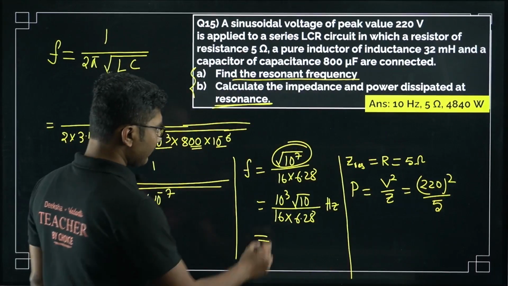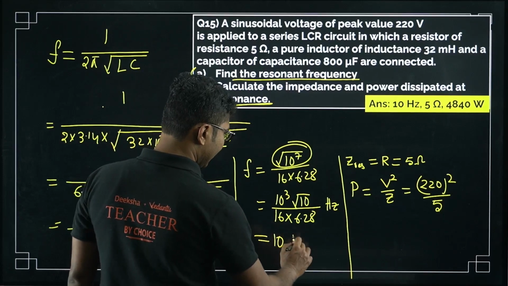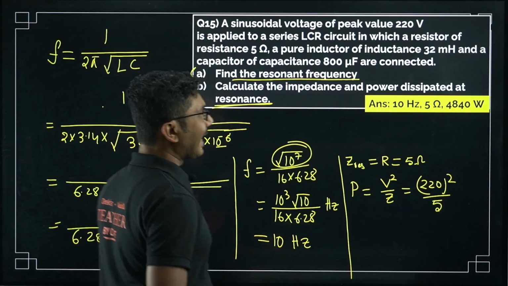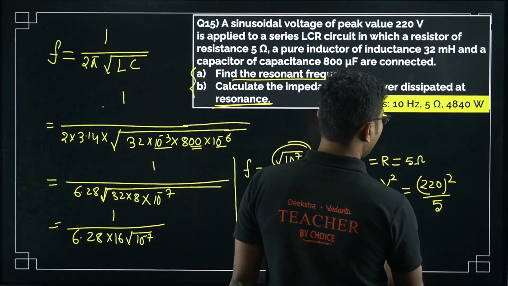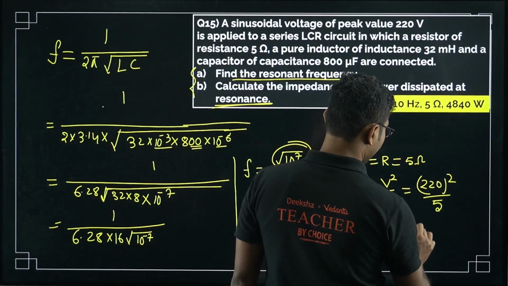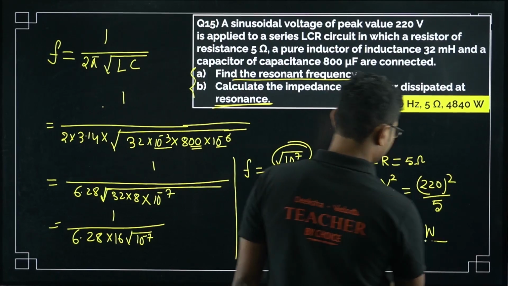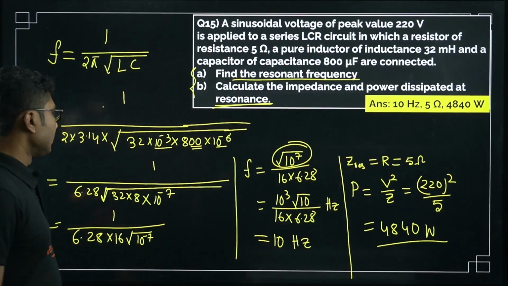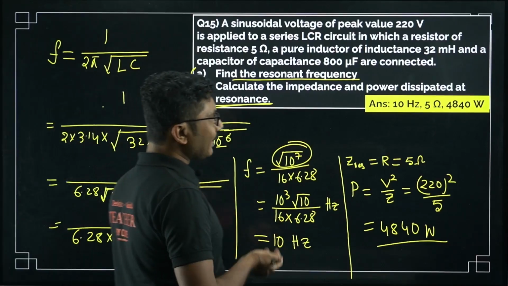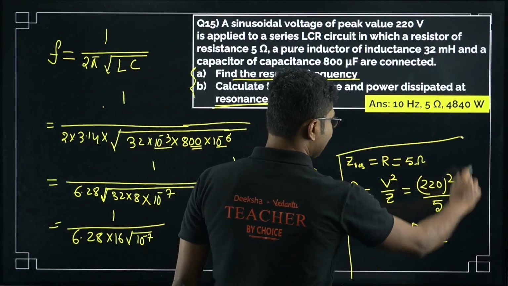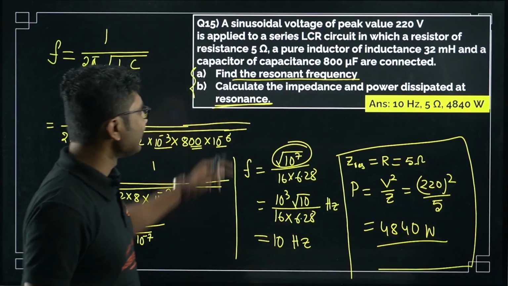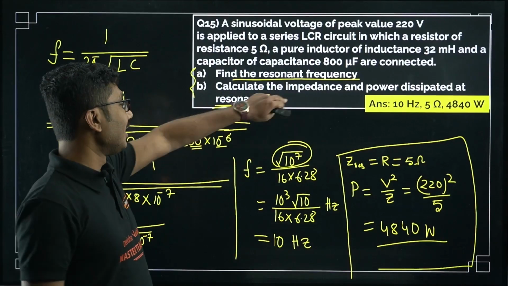So the frequency comes out to be 100 Hertz approximately, and the power will come out to be 4840 watt. This will be the answer. Very simple. This part is the simplest part, and by answering this part you get 3 marks.